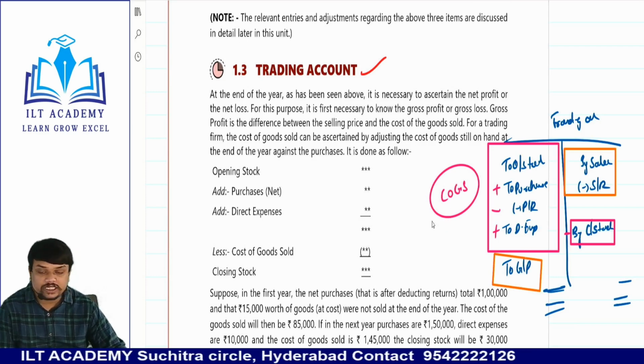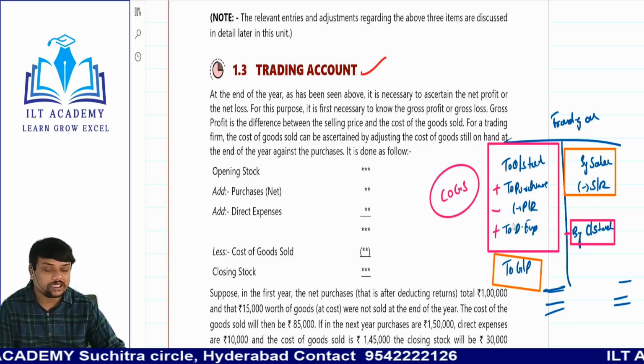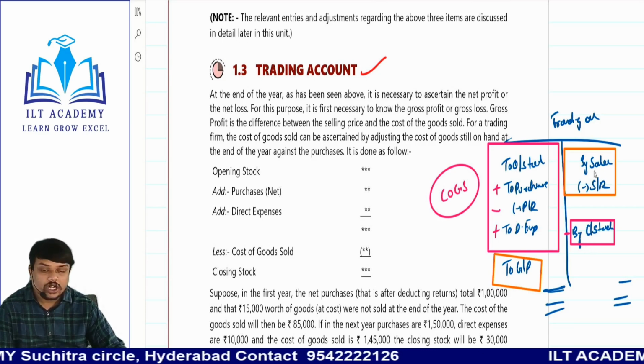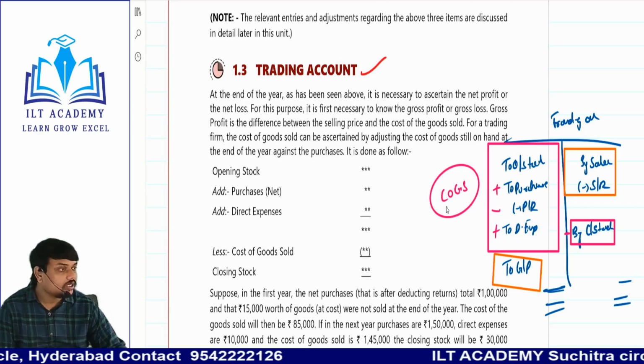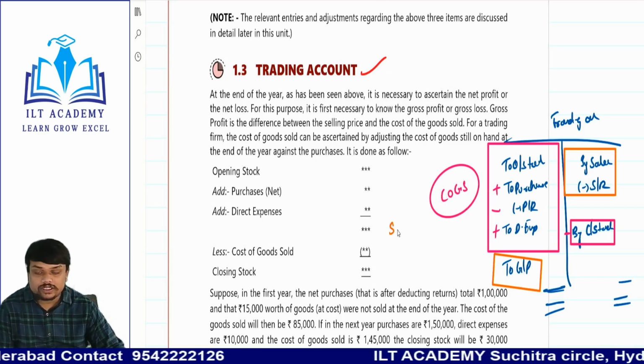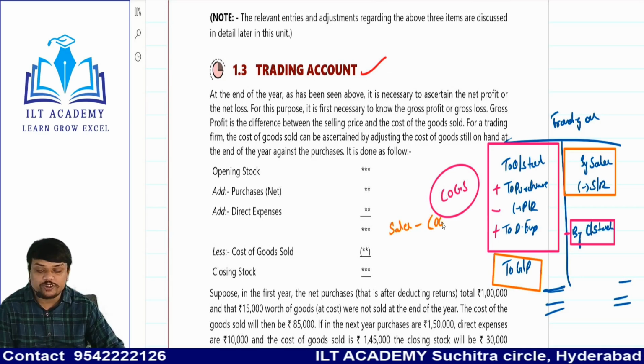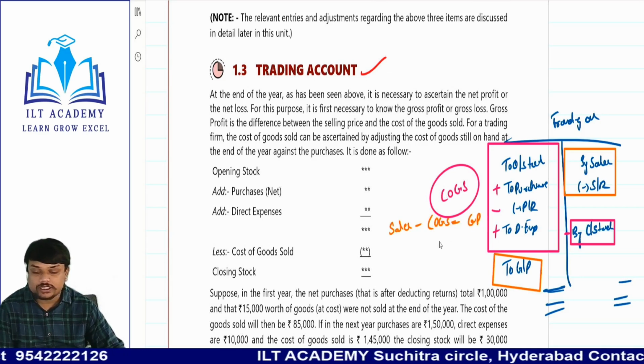COGS has two formulas. One is opening stock plus purchases plus direct expenses minus closing stock. Or else sales minus sales returns minus gross profit, that is also going to give you COGS. Or else this formula: sales minus COGS will give you GP. This is one main thing.